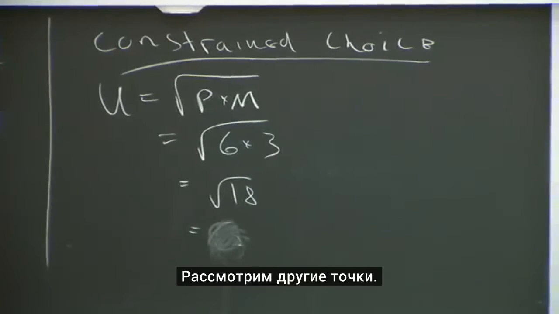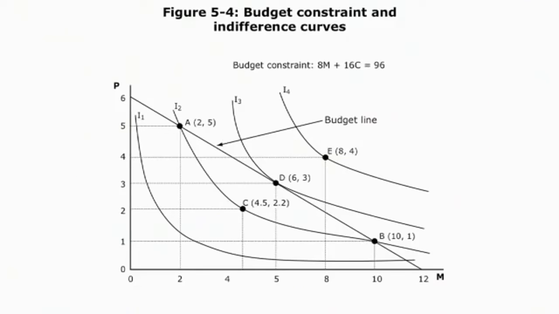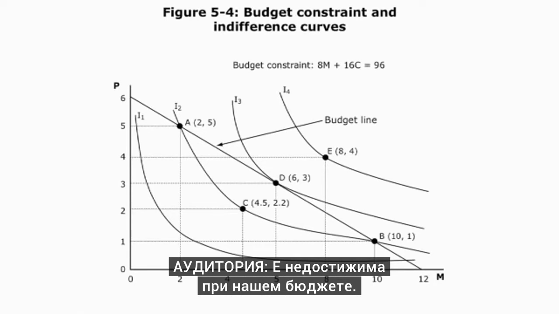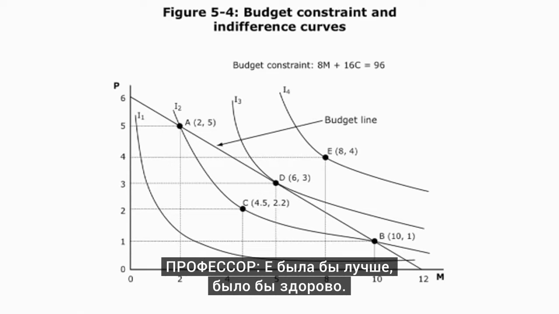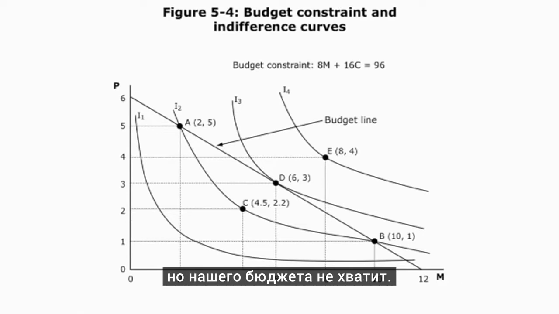Let's think about some alternative points. For instance, why is point D better than point E? Somebody raise their hand and tell me. Yeah? E's unattainable with your budget. E would be better. That'd be great. We'd love 8 movies and 4 pizzas, but we can't reach it. So E's unattainable.